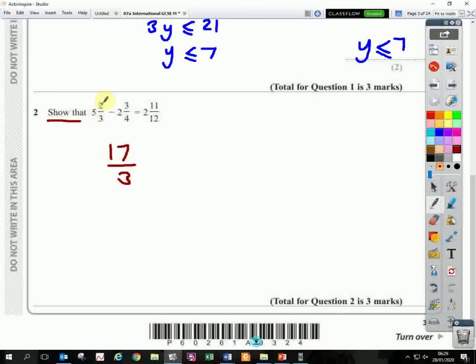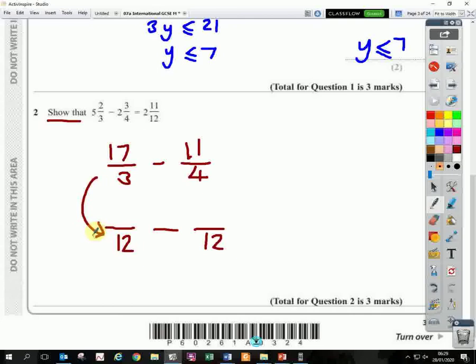3 times 5 add 2. 3 times 5 is 15. 15 add 2 is 17. And with the next one, 4 times 2 add 3 is 11 over 4. The technique for adding and subtracting is to get a common denominator. So 3 and 4 both divide into 12, so use 12 as your common denominator.